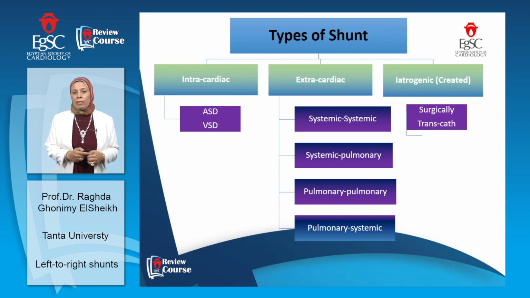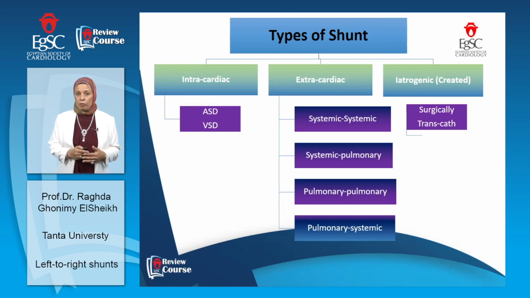The last type is the created shunt, which can be created surgically in cases of small or insufficient pulmonary circulation, such as tetralogy of Fallot or hypoplastic pulmonary arteries, where the surgeon creates what is called a modified Blalock-Taussig shunt, to allow more blood to come from the aorta to the pulmonary artery, helping the pulmonary arteries to grow until the final surgery is done.